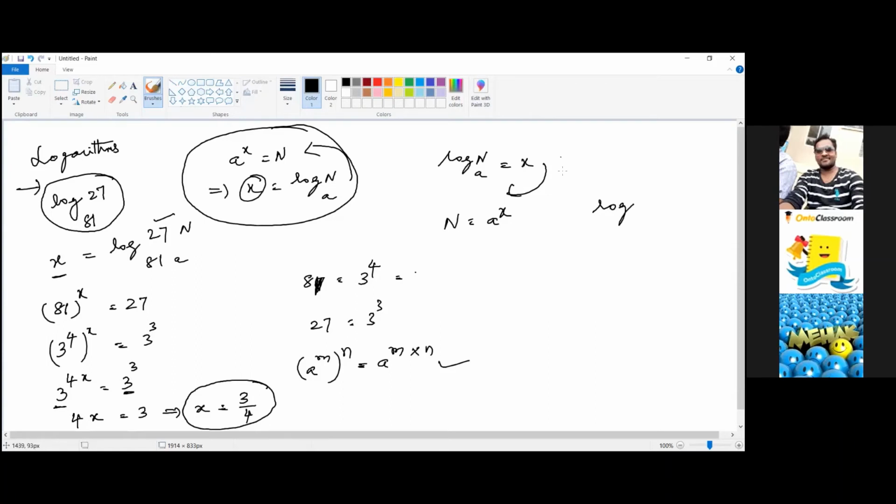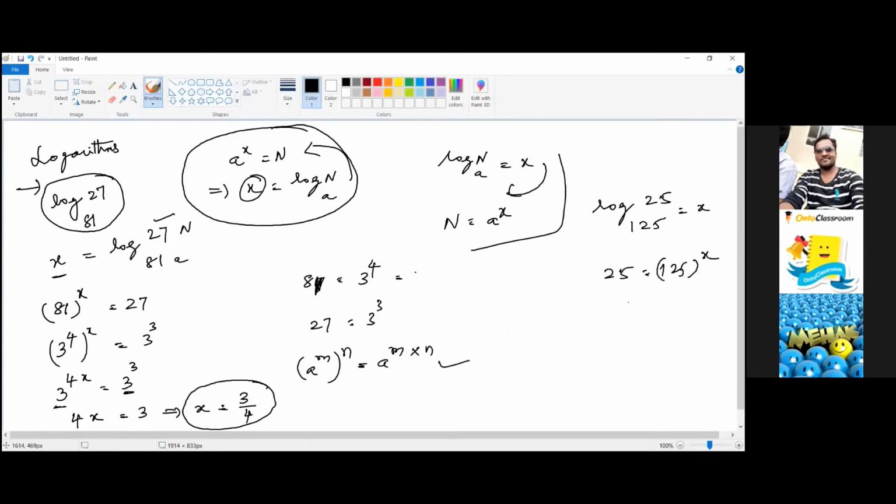Log 25 base 125. How do you find the value of x? So, sir, we will write 25 is equal to 125 raised to x, that is, 25 is equal to 125 whole power x.